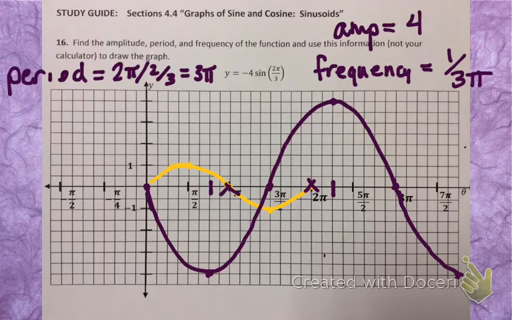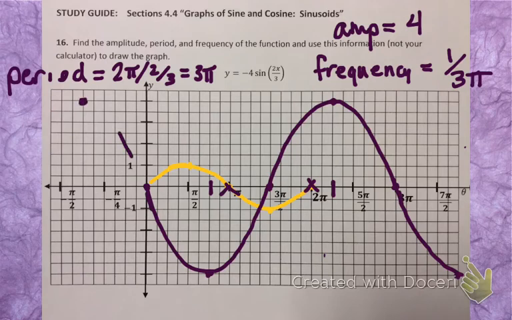So now we have 1, 2, 3, 4, 5, 6, 7, 8, 9. So we don't have enough to do another complete half cycle on this side, but we'll go to the left 6 and up 8. And if I did not screw that up, there's the point.